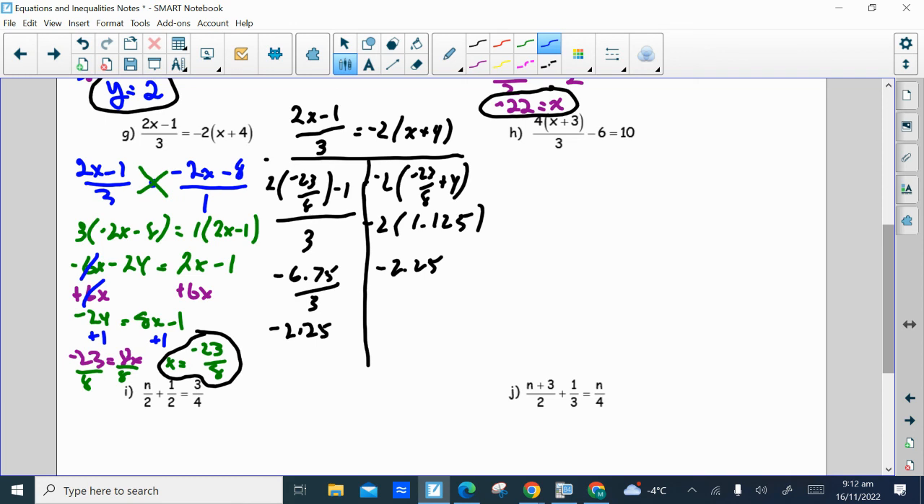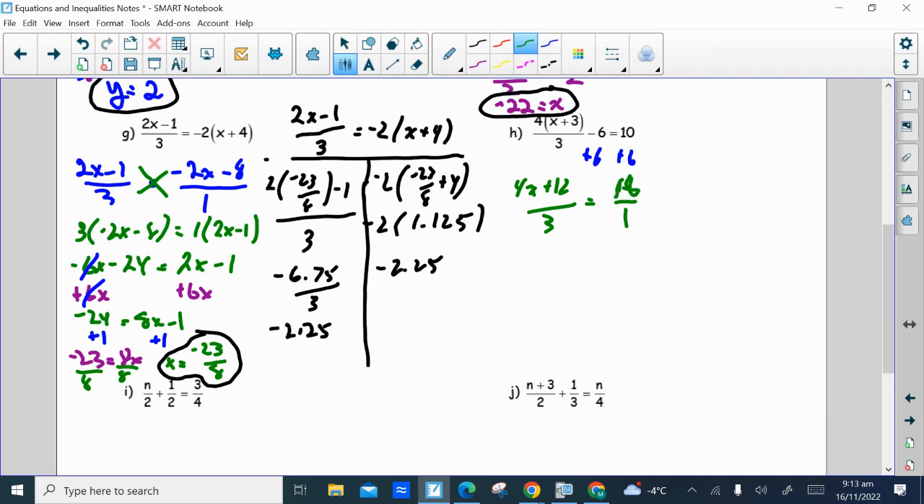Question H. What I would do here first is I would add this 6 to both sides. That will get the fraction by itself on the left. And while I'm writing it down, I'm going to do the multiplying here, distributive property, multiplying the x plus 3 both by the 4. There's this 4x plus 12 over 3, and that will equal, on the right side, 10 and 6 is 16, which I'll put over 1.